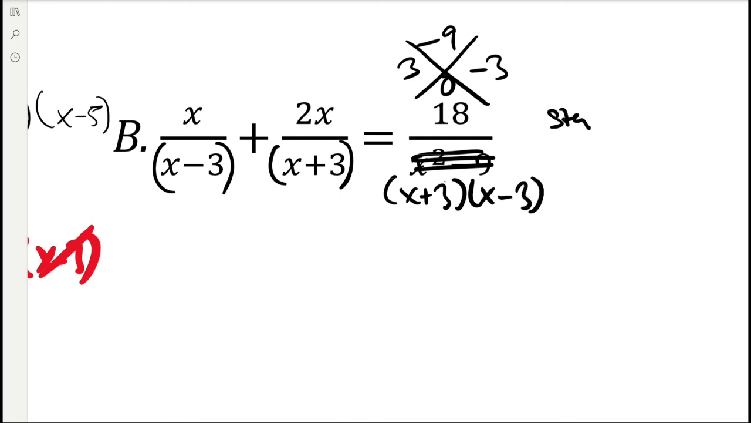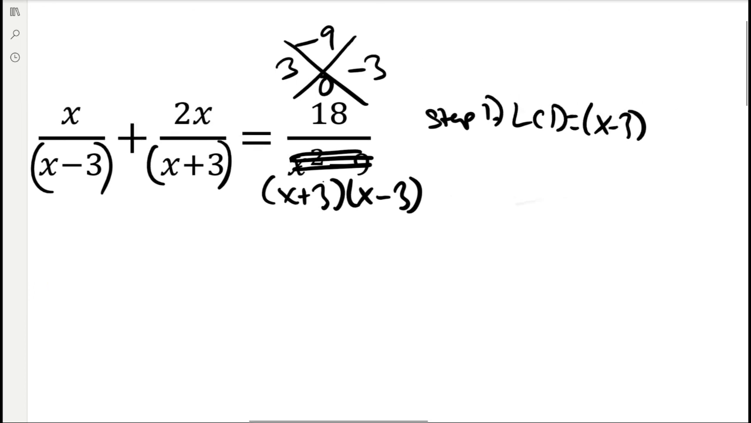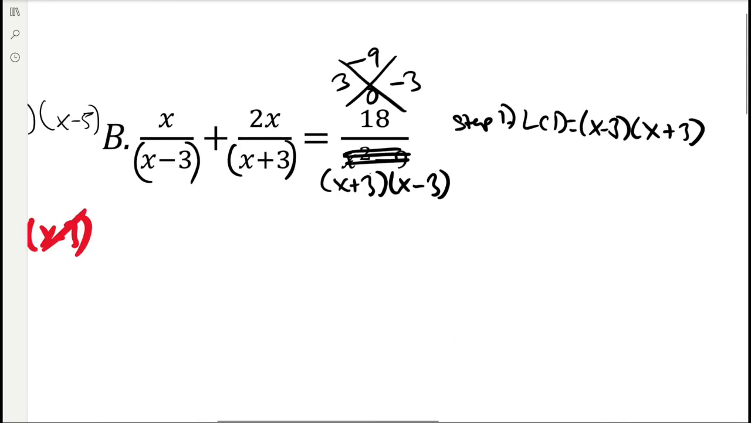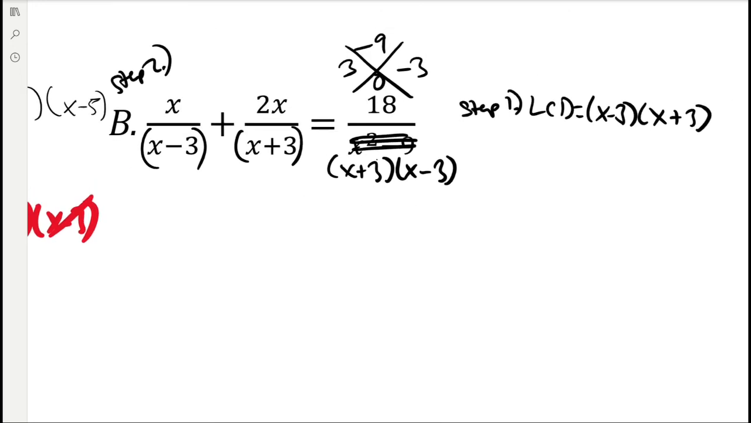So step 1, we have an x minus 3, and we have an x plus 3. And they repeat, so we're just going to write them out once. That's our LCD. Now step 2, we are going to convert them to the LCD. So notice that this is missing an x plus 3. Do the same thing on the top. The second fraction is missing an x minus 3. Do the same thing on top. The third fraction is not missing anything, so don't do anything.